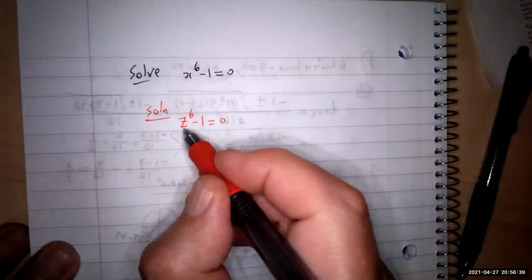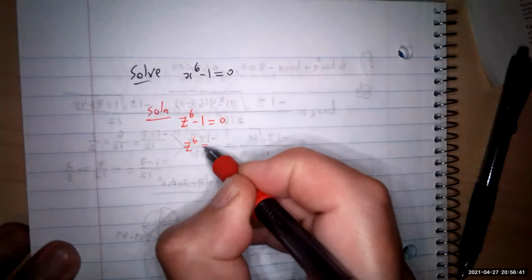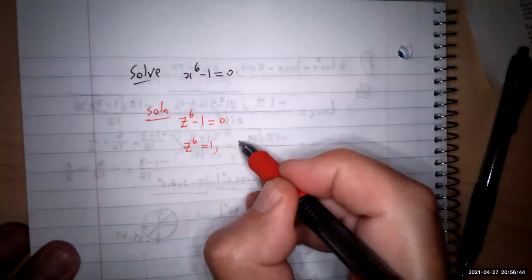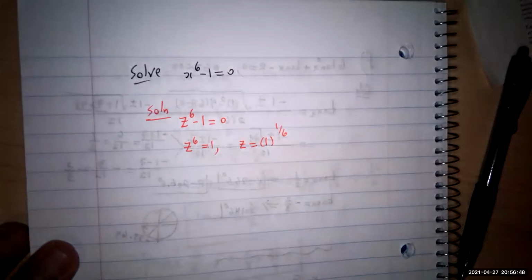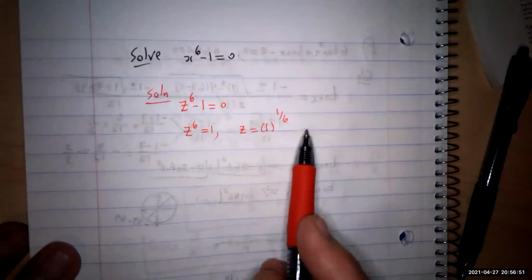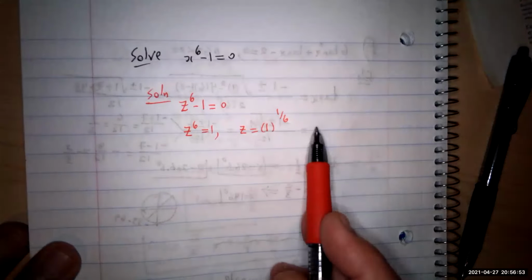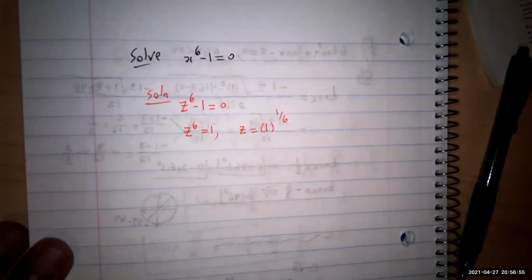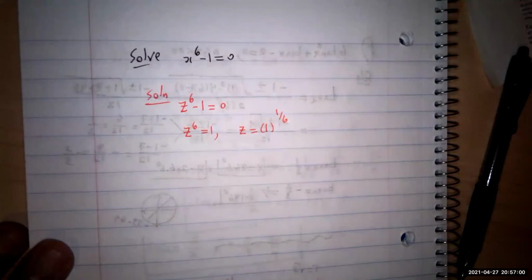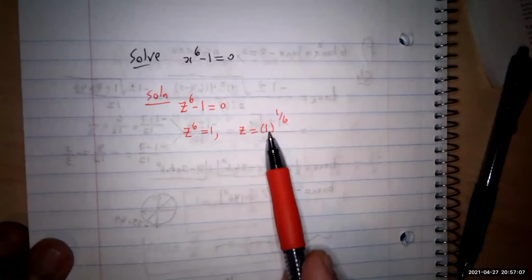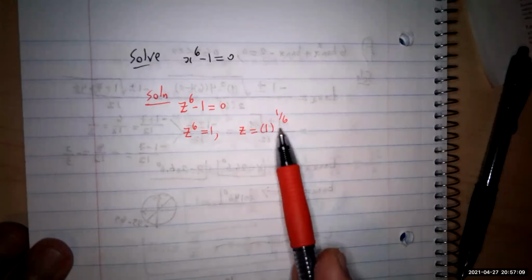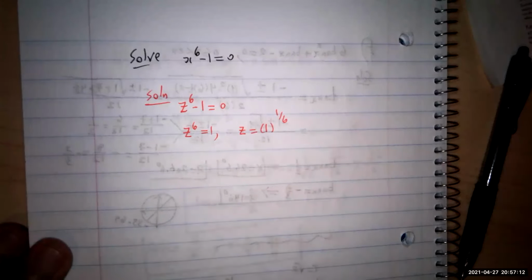Okay, so it's going to be Z to the 6 is equal to 1. So Z would be 1 to the 1/6. Since I write Z, you cannot write equal to 1, because if you write 1, it means you just consider it to be a real number. It's a complex number, so that's not the case. 1 to the 1/6 would have 6 solutions. One of the solutions would be 1.